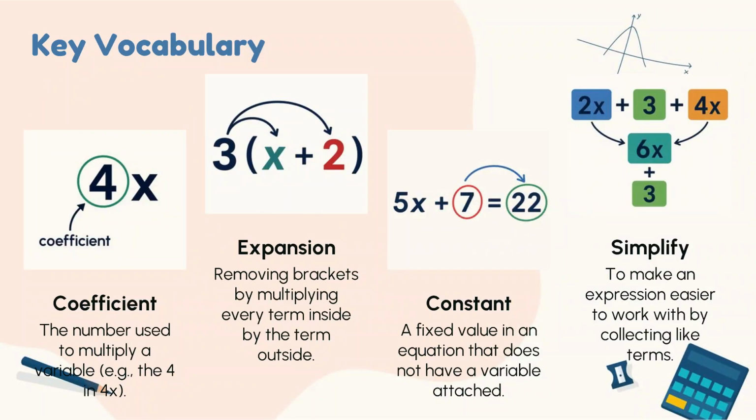Let's begin with the key vocabulary. A coefficient is the number used to multiply a variable. For example, in 4x, the coefficient is 4. Expansion means removing brackets by multiplying every term inside the bracket by the term outside. A constant is a fixed value in an equation that does not have a variable attached. To simplify means to make an expression easier to work with, usually by collecting like terms. These words will help us describe each step clearly as we solve equations.